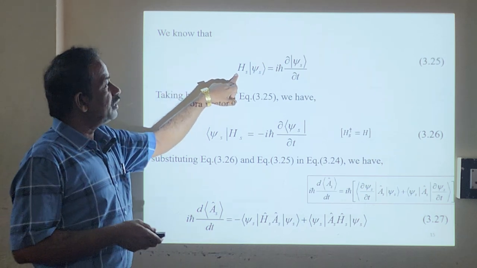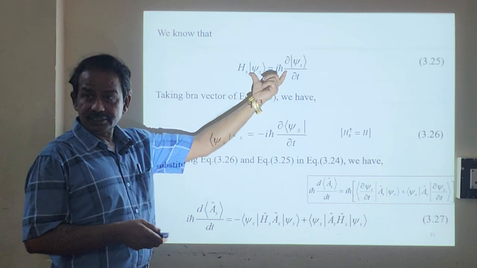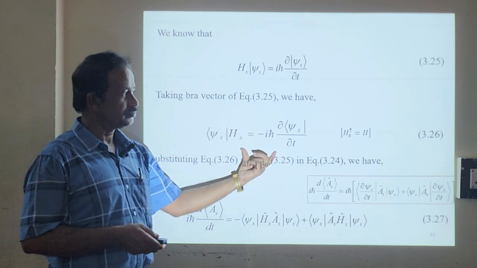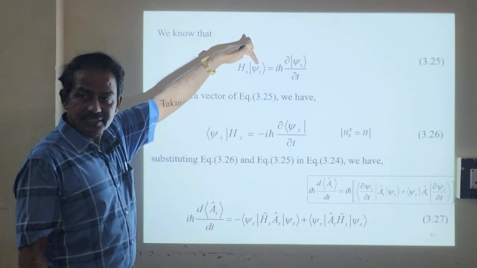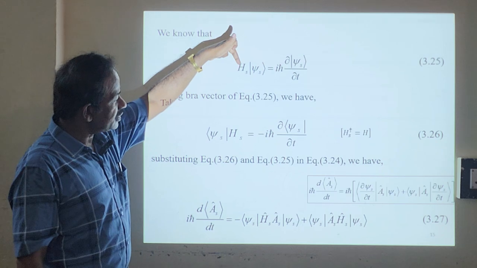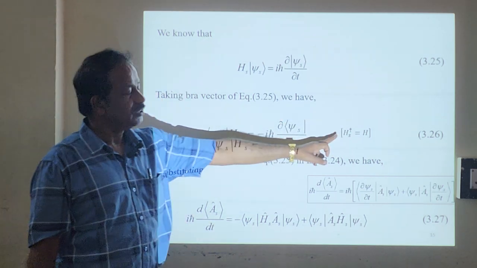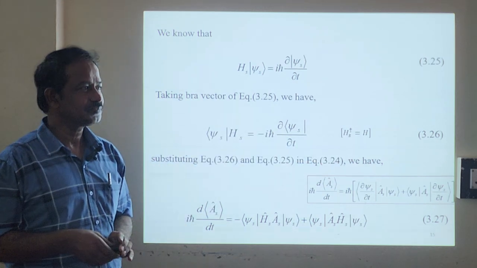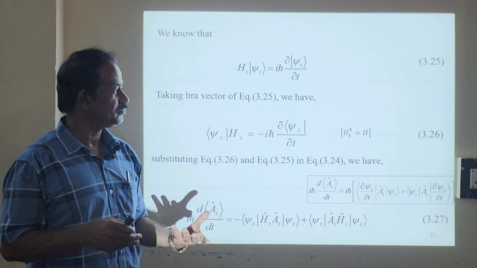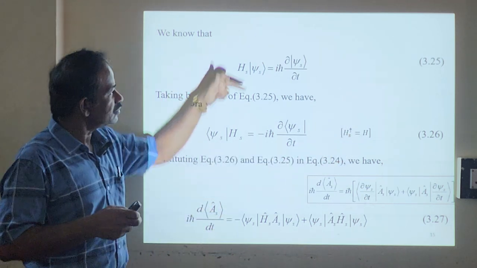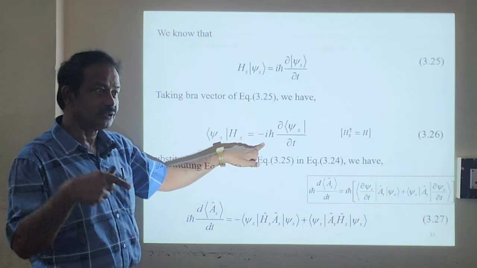Now we know that H_S psi s equals i h cross d psi by dt. We know already. So now just take the complex conjugate of this, that will give you this expression 3.26. Just take the complex conjugate. What is the complex conjugate of ket psi s? Bra psi s. The complex conjugate of this will be H dagger. Okay, H dagger, yes. Correct. But we know that H dagger equals H. All Hermitian operators will give you real eigenvalues. We have already studied this. So H dagger equals H. So instead of H dagger, I write this as H_S itself. So i h cross will give you minus i h cross. Let me take the complex conjugate.